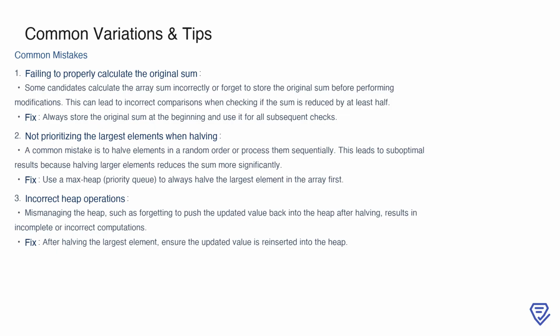Lastly, incorrect heap operations can cause problems. For example, forgetting to push the updated value back into the heap after halving means that critical updates are missed. To avoid this, always reinsert the halved value into the heap to maintain accuracy in subsequent operations.